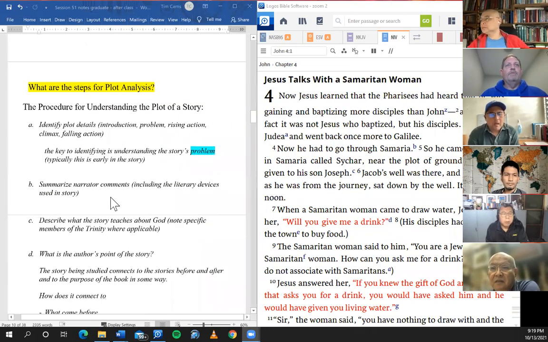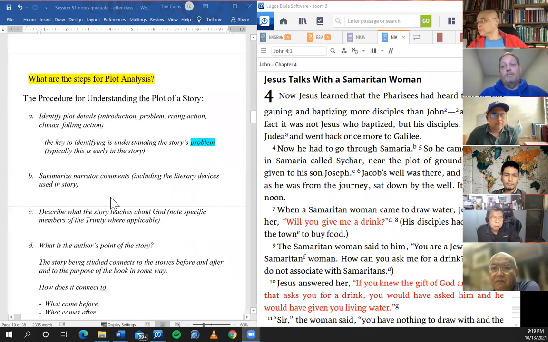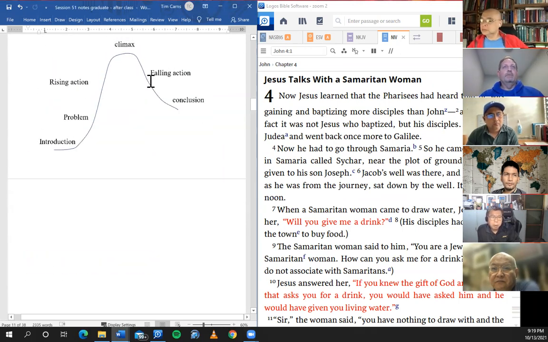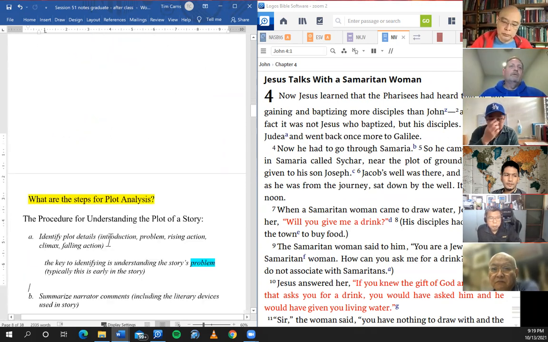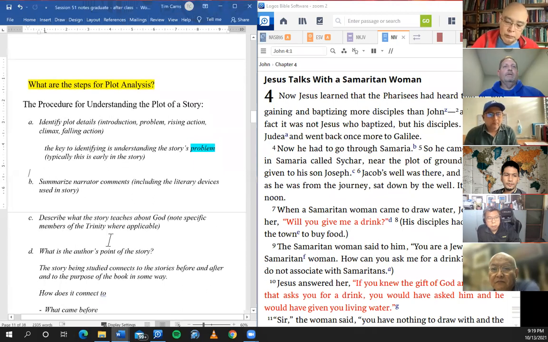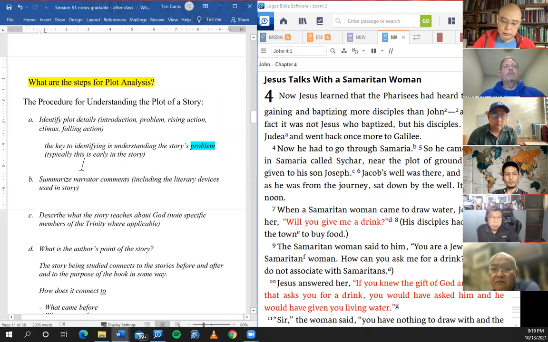Again, just by way of review, remembering the steps for plot analysis. First is to identify the plot details that we just looked at here. Identify those in the story. And then secondly, summarize the narrator comments in the story.